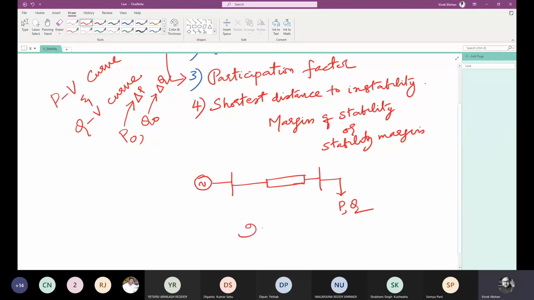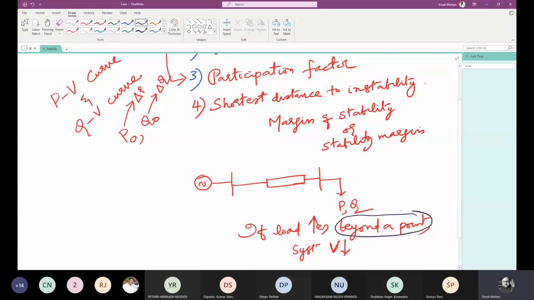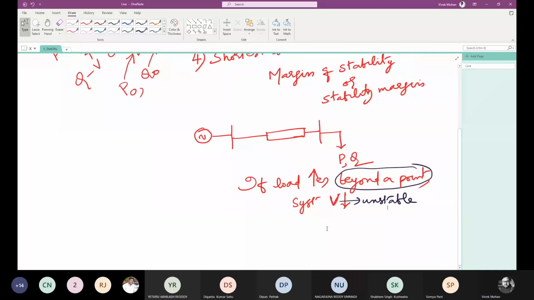Now if load increases, what does that mean? Load increases beyond a point, then the system voltage will go down, right? And beyond a point the voltage becomes unstable. So we want some information about how much the system can be further loaded. Okay, so what happens with the PV curve? I have already explained about this. When P is increased, voltage is dipping, and at this point, this is the collapse point, right?